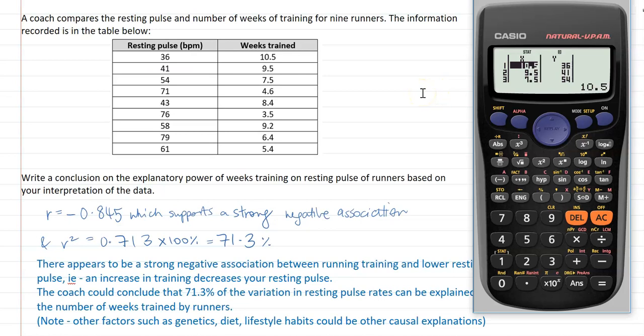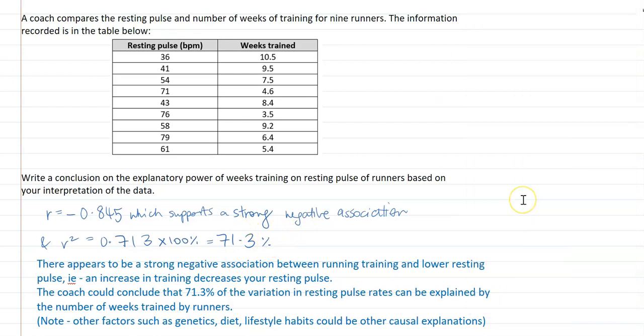Okay, because I need to calculate my correlation coefficient, I'll enter my data into my calculator, check that it's all correct, clear it, shift 1 to access my stat functions, reg, option 3, and I get negative 0.845-ish. And that supports a strong negative association. If I square that value, I end up with my coefficient of determination of 0.713, which converted to a percentage is 71.3%.